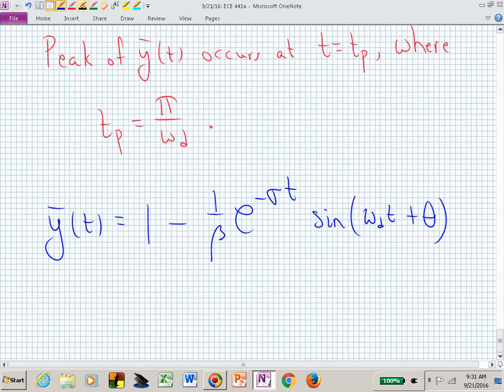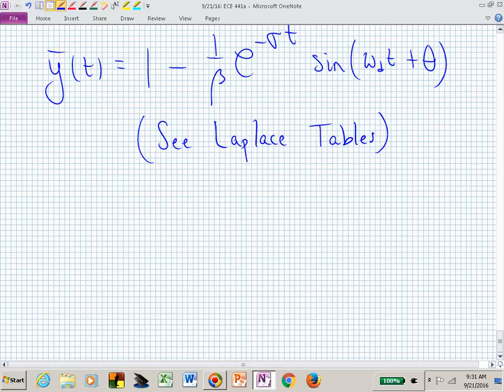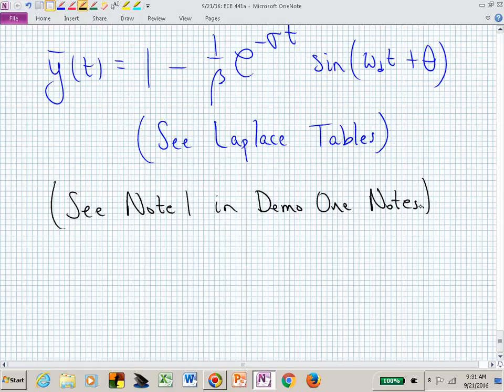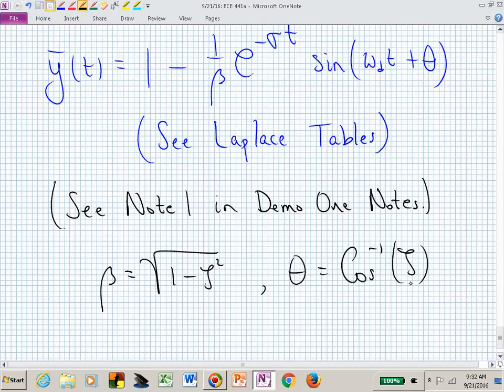So there it is, and you can find this in the table. It's, I think, the second one from the bottom. It's not the bottom one, it's the next one up in the Laplace transform tables, table 2.3. Or I derive it in the notes to lab number 1. I know that you all enjoy watching or reading those derivations. So this is note 1 in the demo 1 notes, where in this expression for y bar, beta is the square root of 1 minus zeta squared, and theta is the inverse cosine of zeta.